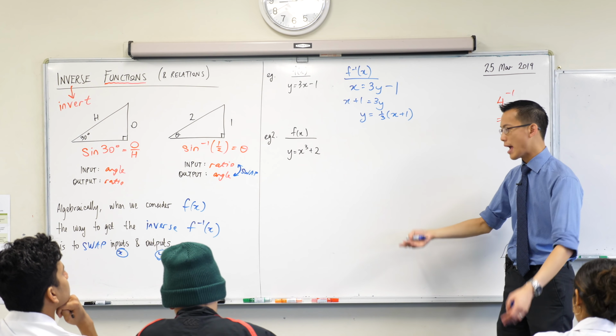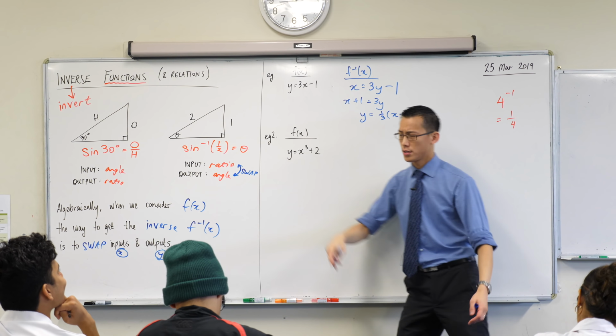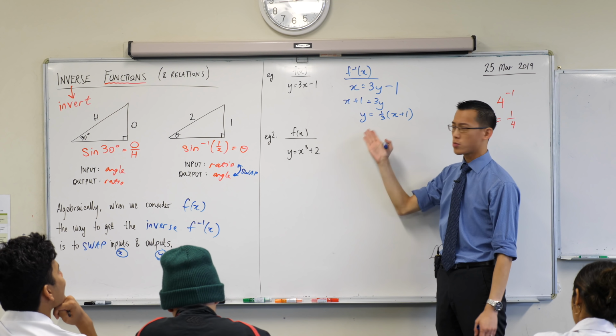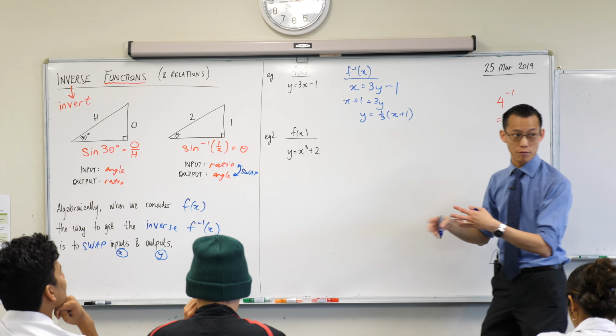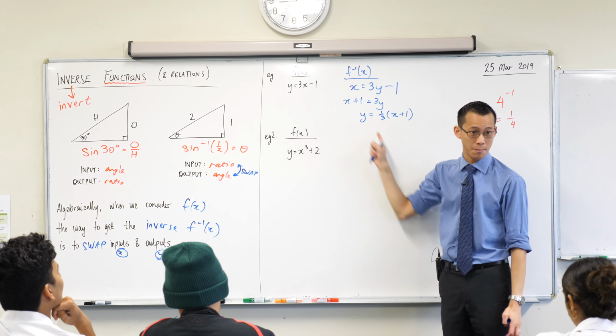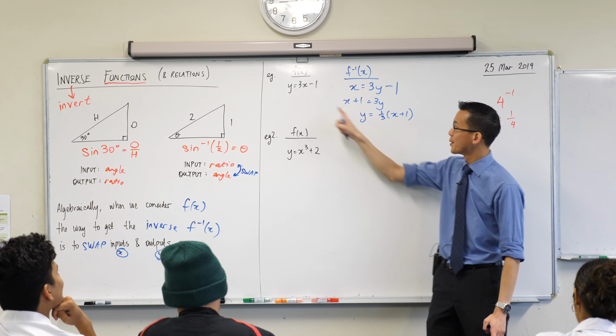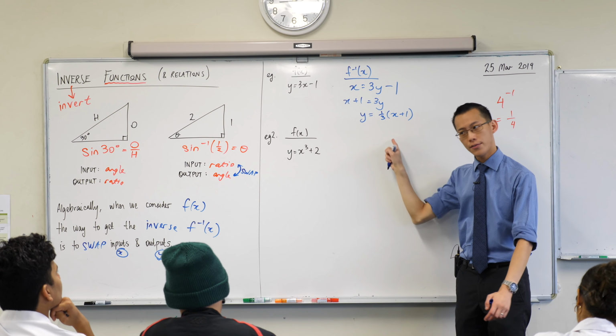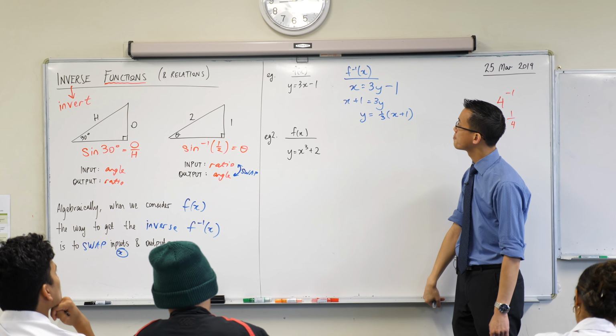Now, one of the reasons why we add this extra notation, f and f inverse, is because you're like, well, y equals this, y equals that. I'm going to have lots of y equals different things flying around, and I want to distinguish between them. So this y equals and this y equals are inverses of each other.